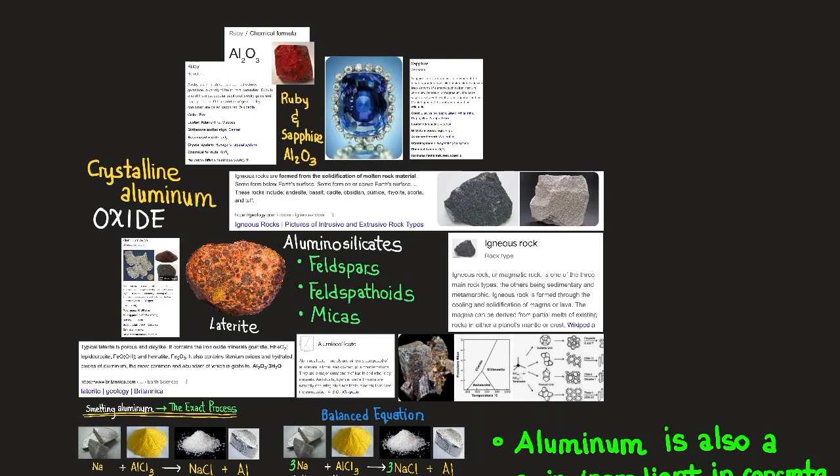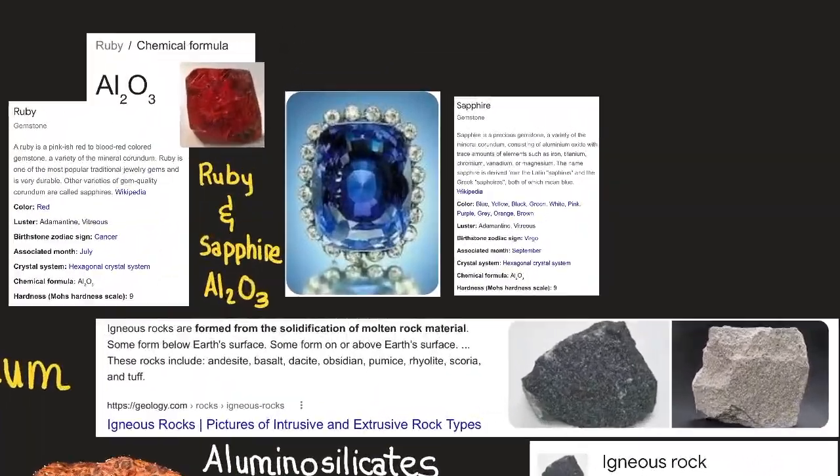So continuing on with aluminum. So how is aluminum made? How was it made back then and how is it made today?